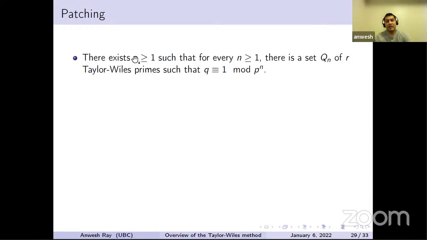The statement is that there exists a number r such that for every n greater than or equal to one, there's a set Q_n of r Taylor-Wiles primes which are all of the form 1 mod p^n. So we can construct this special set of Taylor-Wiles primes, all of which are 1 mod p^n, each set containing r elements for this fixed r. We let R_n be the deformation ring associated to Q_n, and let T_n be the Hecke algebra associated to Q_n by the recipe specified before.